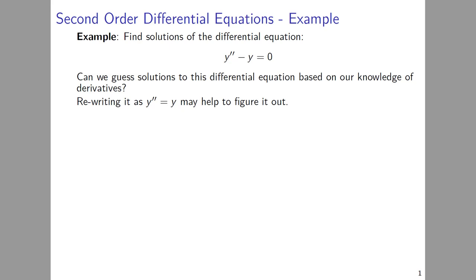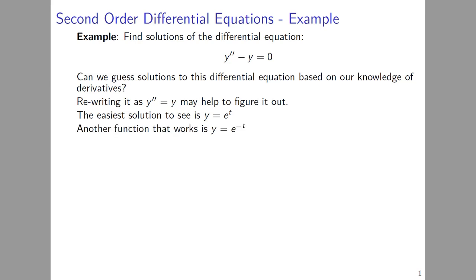We're looking for a function that if we take its derivative twice, we get the original function back. The easiest solution to see is y equals e to the t, because the first derivative of e to the t is again e to the t, which has the second derivative e to the t. So e to the t satisfies that its second derivative is equal to itself. Are there any other functions that work?